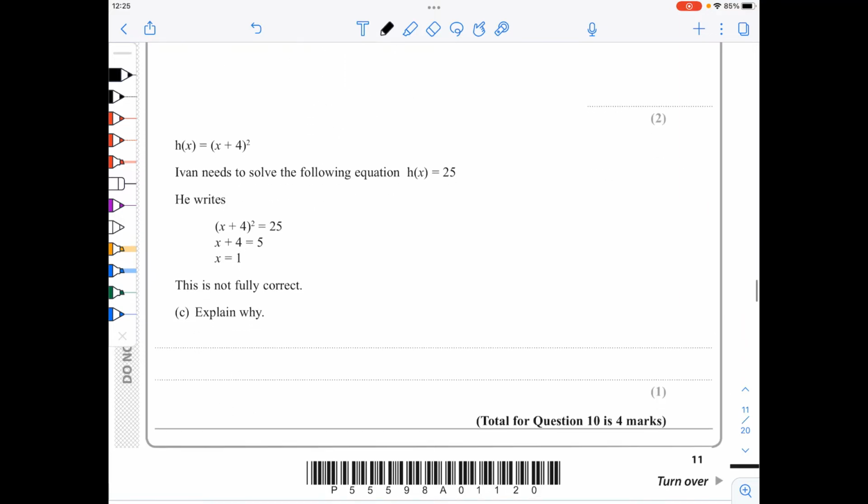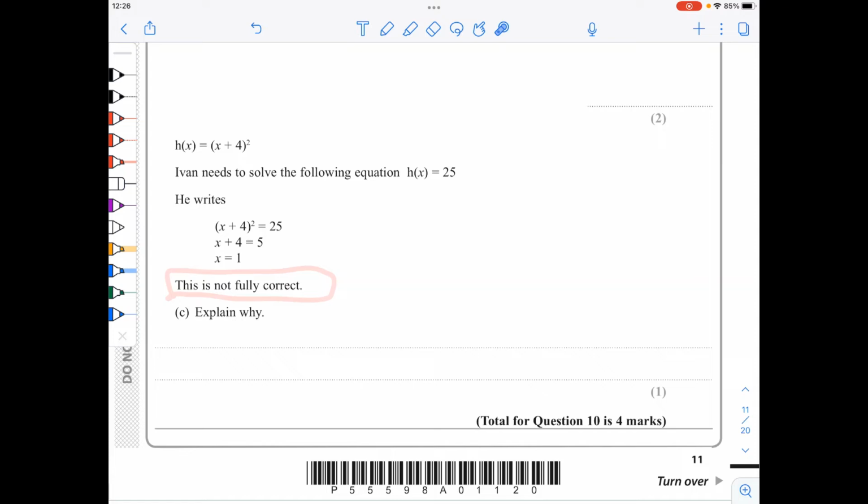And then h of x is x plus 4 all squared, and we've got Ivan who attempts to solve the equation h of x is 25. So this is what he writes, x plus 4 all squared is 25. So x plus 4 must be 5. I guess he took the square root here. And this leads to x is 1. However, this is not fully correct.